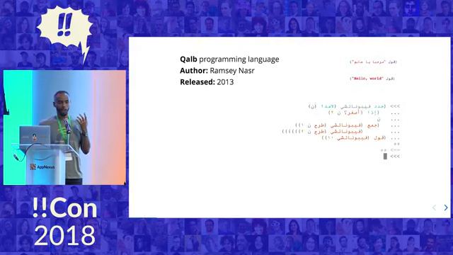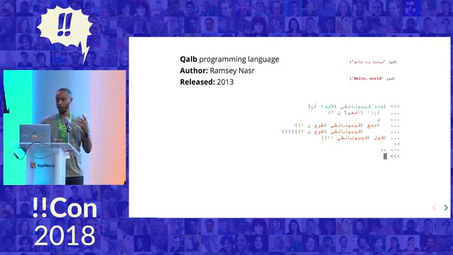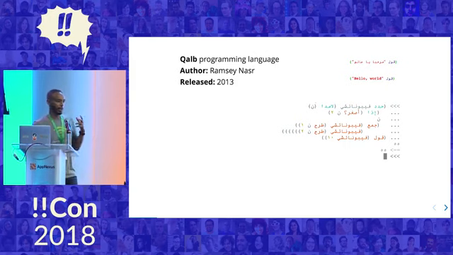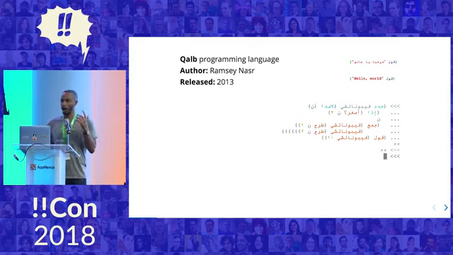But in the year 2013, I came across a post on Hacker News by a programmer here in Brooklyn called Ramzi Nasser, and he created an Arabic programming language called Qalb. And Qalb means heart, and it's a functional Lisp-based programming language. And I thought that, wow, this is so cool. It'd be great if kids around the Arab world had a language they could use to learn programming.